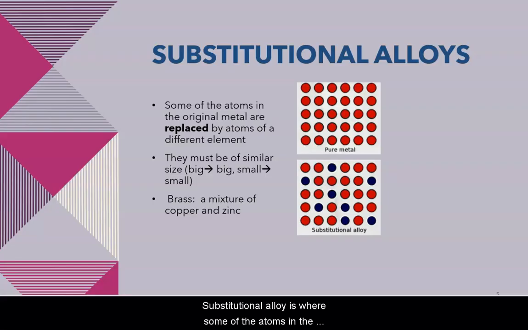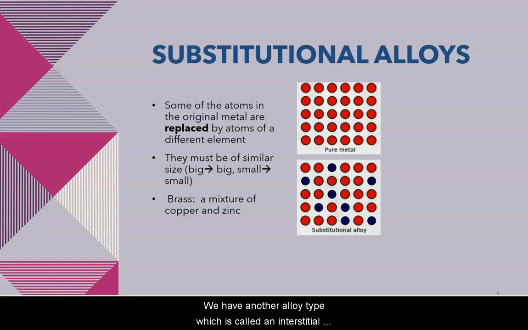A substitutional alloy is where some of the atoms in the original metal are completely replaced by atoms of a different element. They have to be of similar size. So if it's a big metal, it's going to be replaced by a big metal, or if it's a small metal, it has to be replaced by a small metal. And a good example of this is brass, where it's a mixture of both zinc and copper. And you can see in these pictures here where the pure metals are all of one type, and you can see where the substitution is happening with those purple dots.